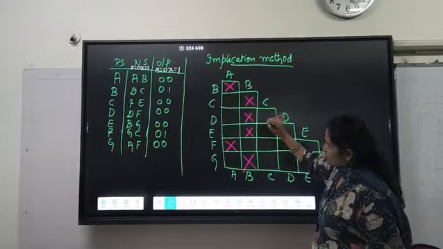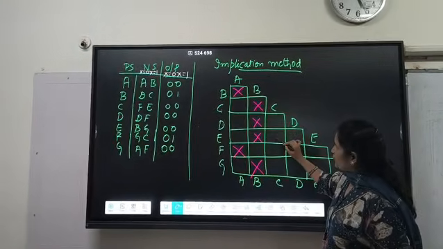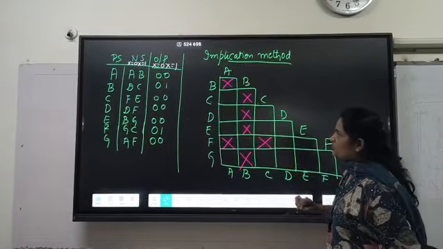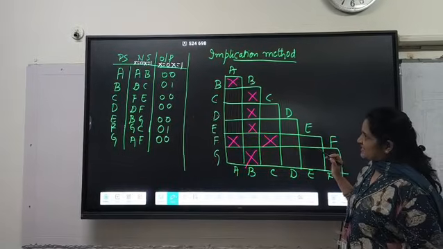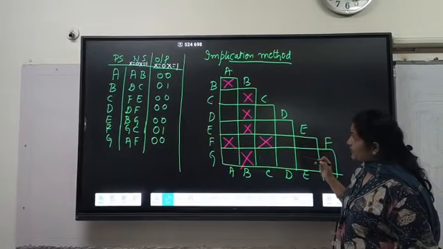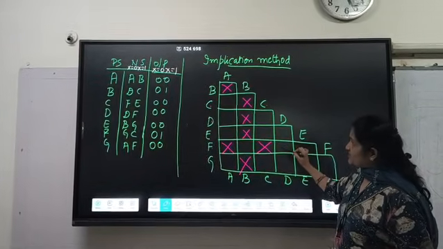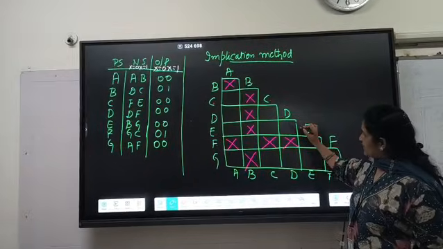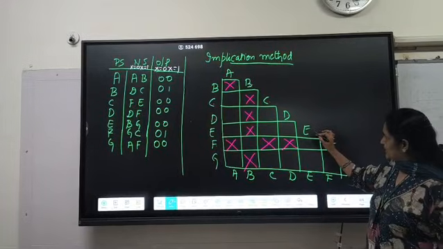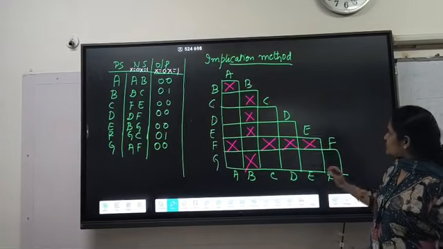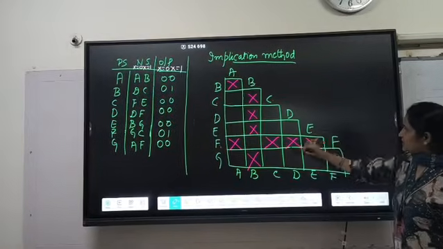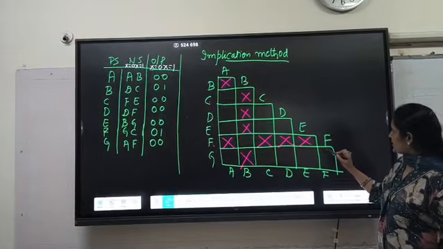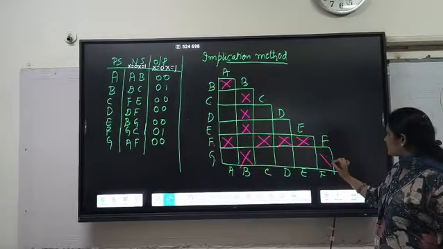State C output is 0, 0. D also is 0, 0. E also is 0, 0. But for F it is 0, 1. So C to F output does not match. Next, go to state D. From state D, for state E it matches. For state F, D to F output is not matching. Then D to G matches. Then if I go to E, E to F does not match. Next, F to G also does not match.